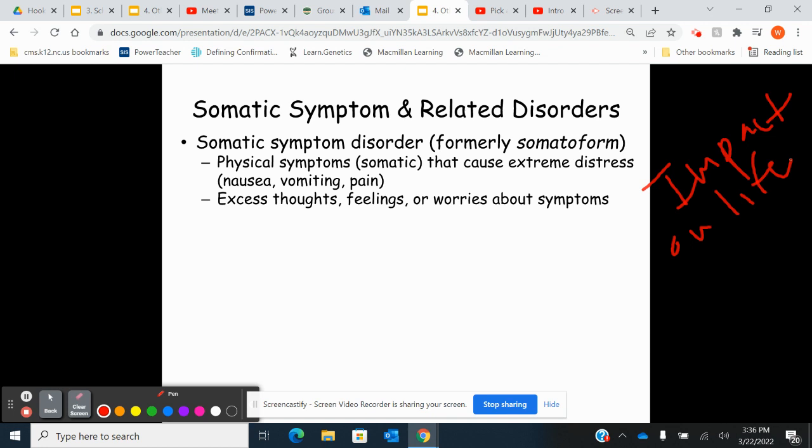They may have disproportionate or persistent thoughts or worry about the severity of the symptoms, excessive anxiety about it, excessive time or energy devoted to these symptoms. And sometimes these symptoms will be very, very mild. Sometimes they will be a little bit more excessive, predominant pain or whatnot. But it is the excessiveness of the thoughts, feelings, or worry about these physical symptoms that makes it have the impact on their life.